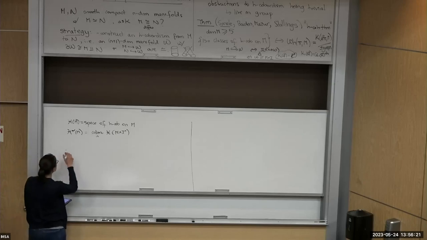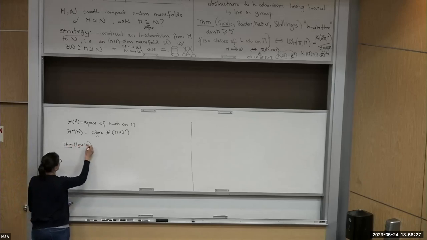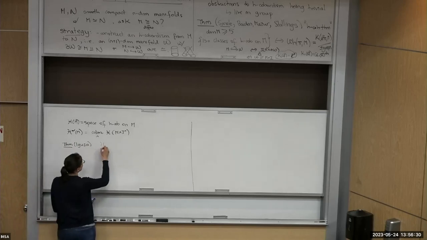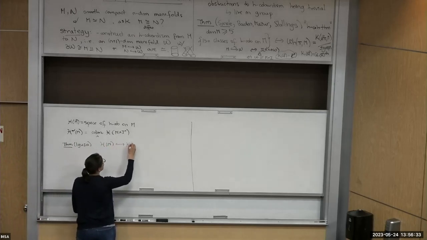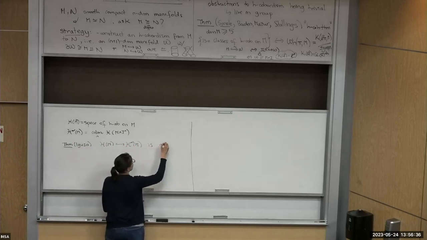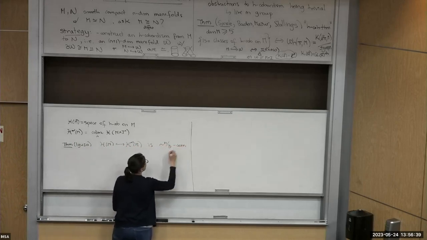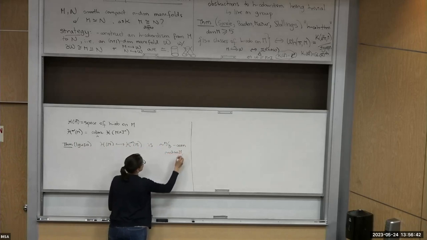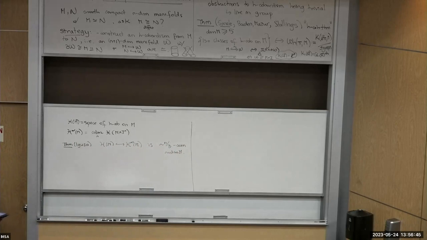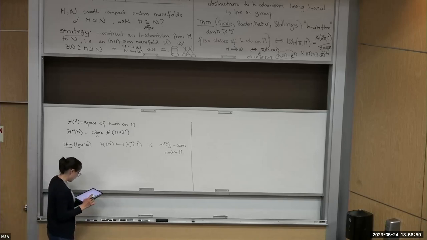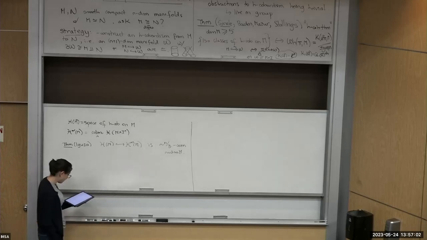Okay, so how are these two related? There's a theorem of Igusa called the stability theorem that says that if you look at the connectivity of this map, it is roughly n over 3 connected, where n was the dimension of our manifold. So in particular, if your manifold is very, very high dimensional, going towards infinite dimensional, this map becomes an equivalence. And this is called a stable range.